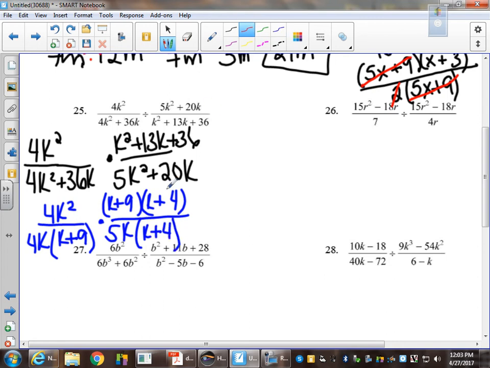Now let's cross away everything that we can. k plus 4, k plus 4, k plus 9, k plus 9, 4, 4, k, 1k left over. But then we still have a k here, and we have 5k here. We can cross off those k's as well, and we're left with just 1/5. All that was left was that 5 in that denominator.